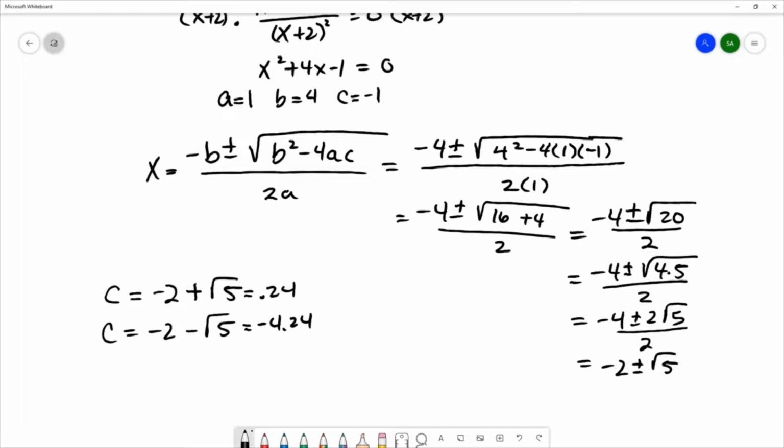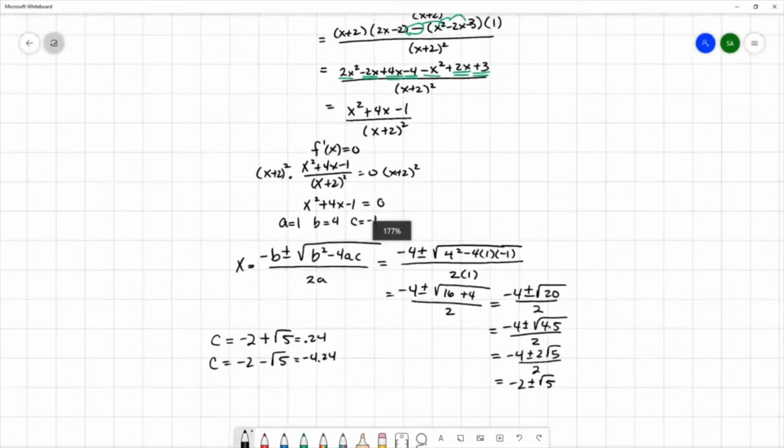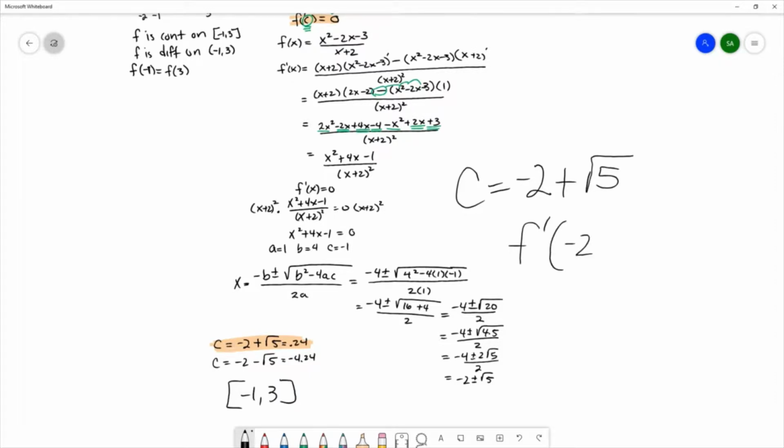And our interval was given to be from -1 to 3. So this value of c here is on the interval, and this is the value of c that's guaranteed by the theorem. So c is equal to -2 plus the square root of 5. So the derivative at the value -2 plus square root of 5 is equal to 0.